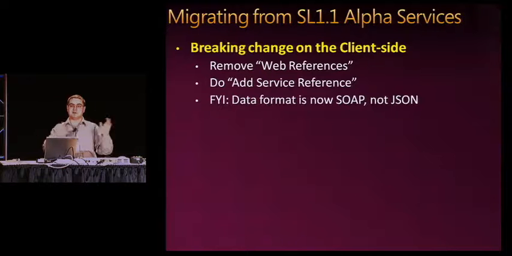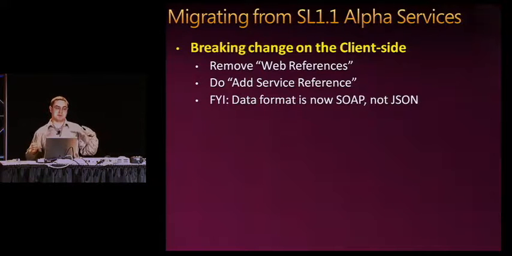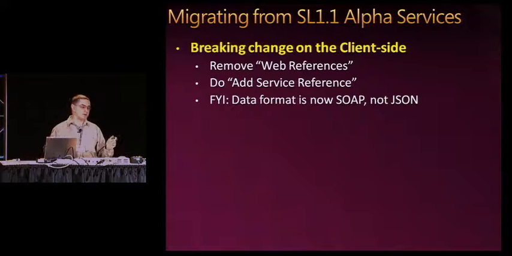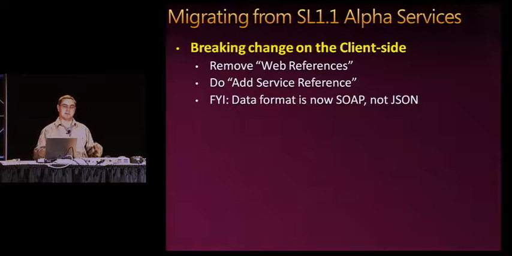So we went through the whole kind of end-to-end experience. As I mentioned, there's a couple more topics to cover in service creation before we go to the consumption and the interop cases. So one interesting thing to cover is how do you migrate from Silverlight 1.1 alpha code that uses services. It is a breaking change on the client side. You'll need to basically remove all of your existing web references and probably remove some of the code that uses them. And you need to re-add these services again as service references.